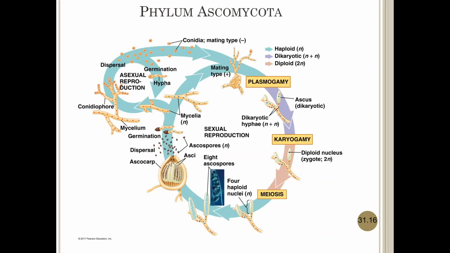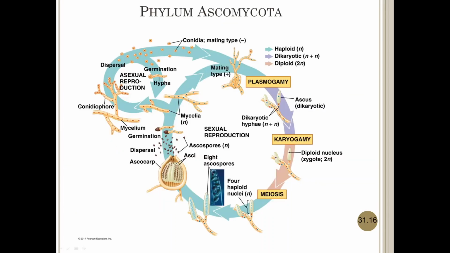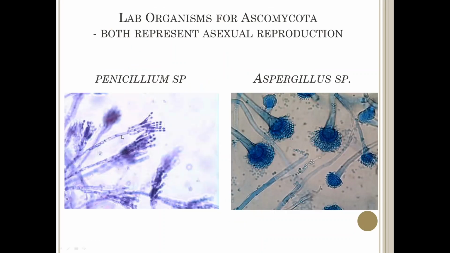Okay, for this group, you guys are going to look at both asexual examples and sexual examples. So let me go through that with you. For the asexual representatives in your lab, you guys are going to be looking at Penicillium and then another species called Aspergillus. So individual hypha, making this little kind of broom structure. This right here would be the conidiophore, this guy right here. So here's my conidiophore with the individual spores called conidia at the tip.